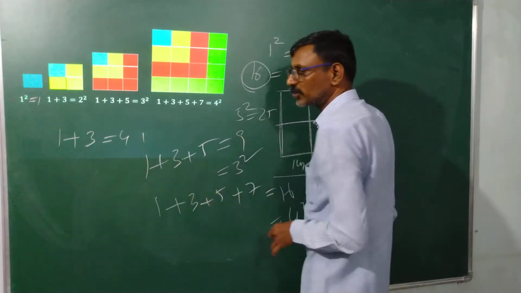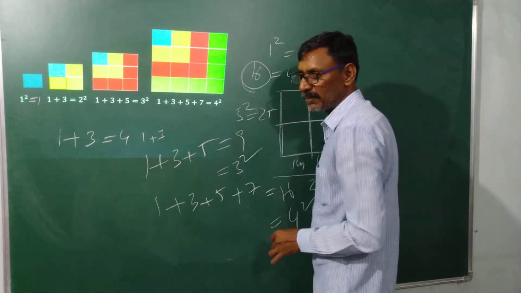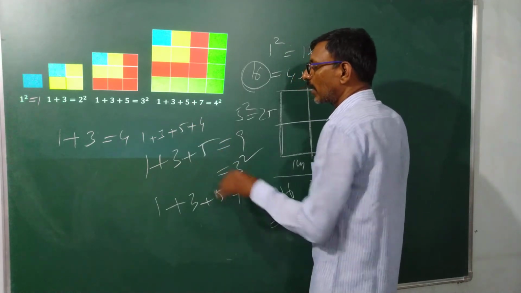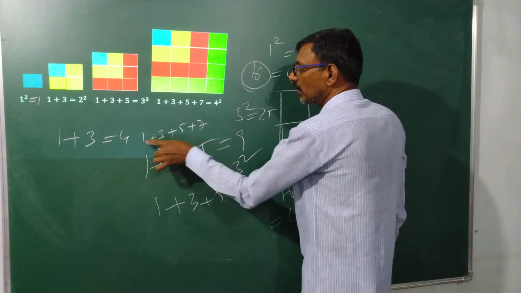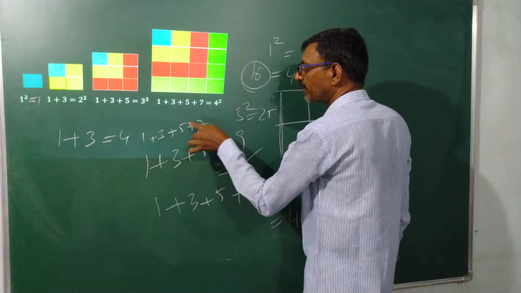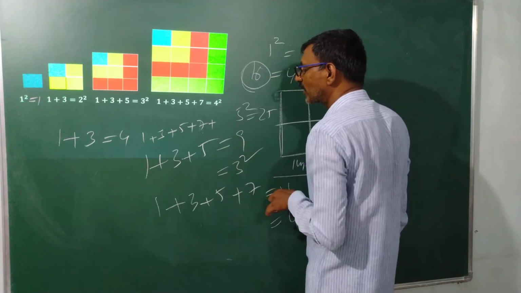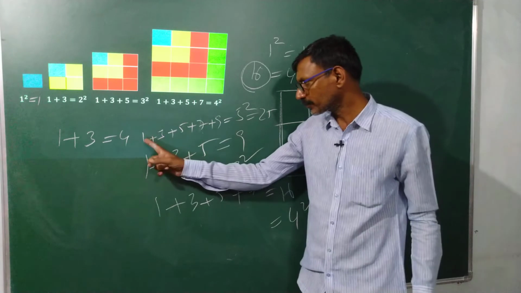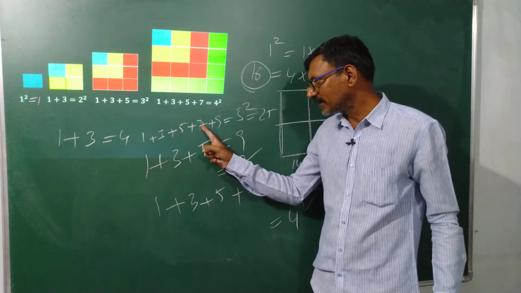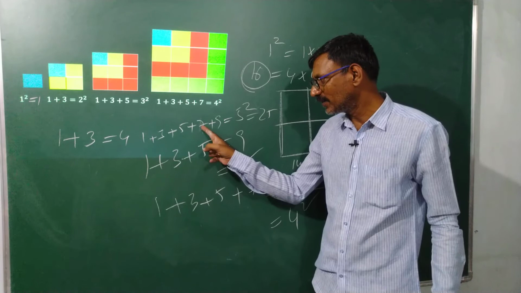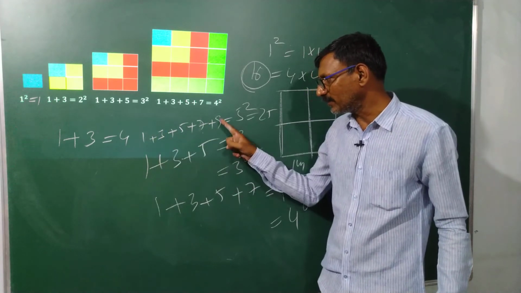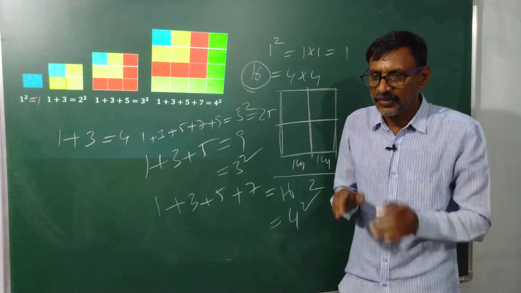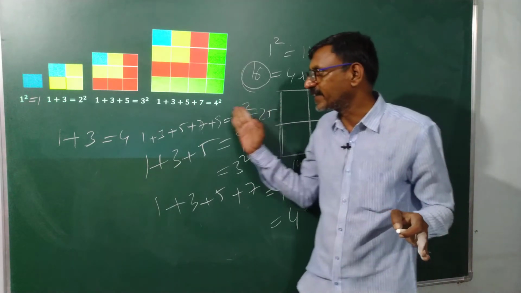See here: first odd natural number, second odd natural number, third, fourth, fifth odd natural number. 1, 3, 5, 7, 9. That is equal to 5 square. See here, 3 plus 7 is 10, 1 plus 9 is 10, 20, 20 plus 5 is 25. Very simple. This is an interesting pattern.